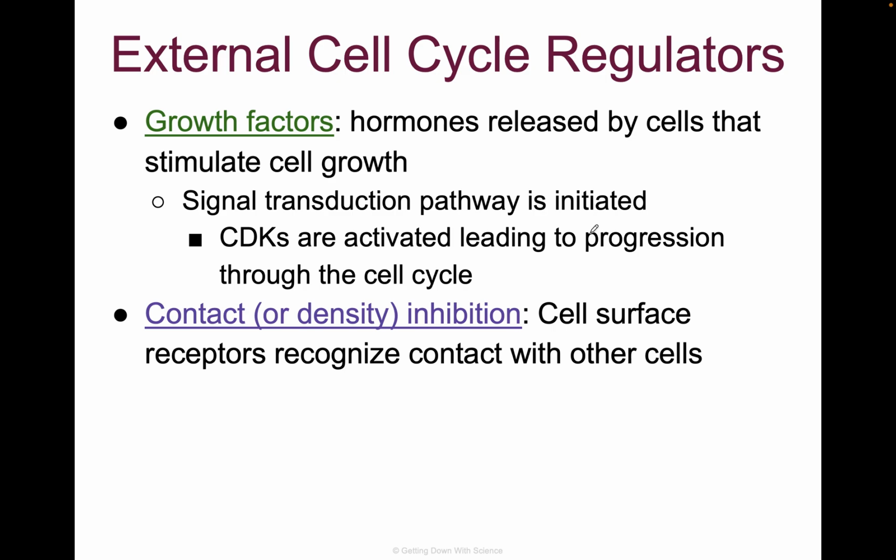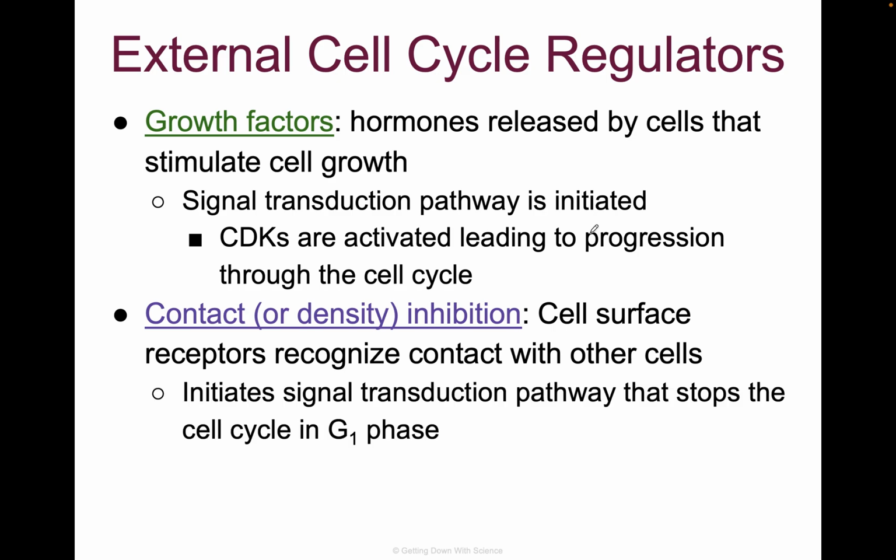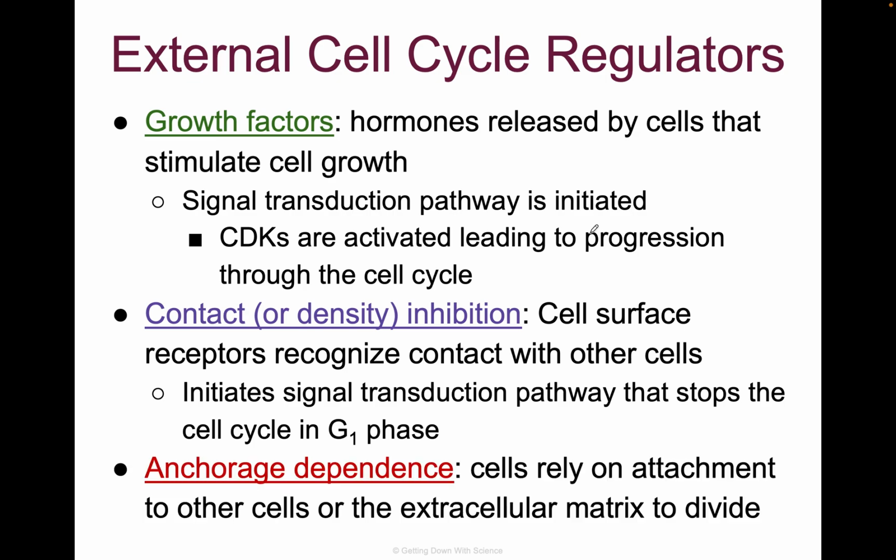So cell surface receptors recognize contact with other cells, and it initiates the signal transduction pathway that stops the cell cycle. So you cut your finger, cells grow and divide, and then once they touch each other, there's a signal that's sent that says, stop, we're good, we don't need any more. Tumors don't have this contact inhibition. They lose this function, right? So they grow and divide, and when they touch each other, they just continue growing and dividing.